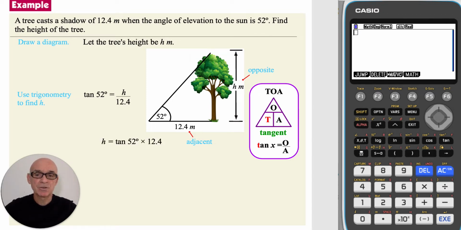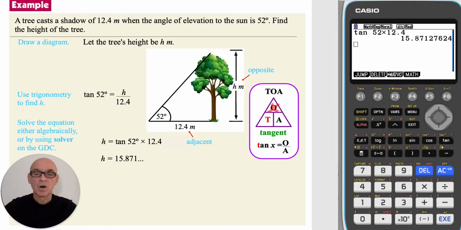Rearranging the equation to find h. Additionally, if we cover up O in the triangle, we see that we need to multiply the tangent of the angle by the adjacent. Typing in the calculation, so pressing tan and then 52, multiplied by 12.4, pressing Execute to perform the calculation, given the value shown. Alternatively, we can solve the equation on the calculator.